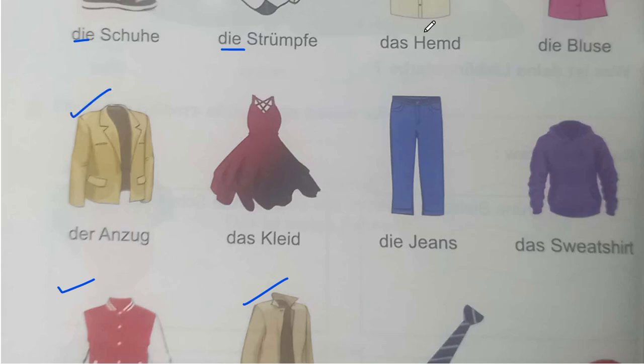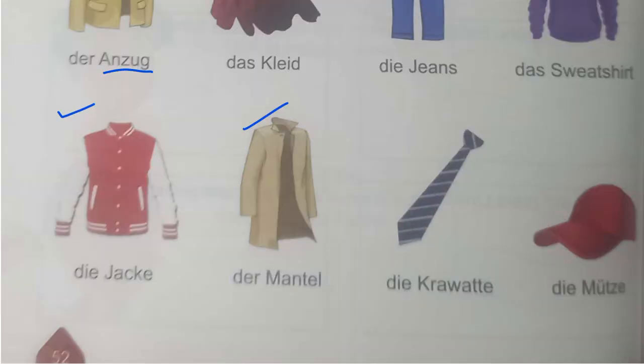Because we learned that we wear a Hemd under the Anzug. So usually with a blazer and a shirt you wear a tie. So if you wear a tie with it, you have to know what you call a tie. The tie is simply called Krawatte. It is die Krawatte. Okay. Caps are something really common. You call it Mütze. Die Mütze.